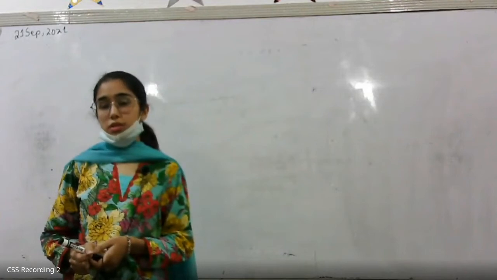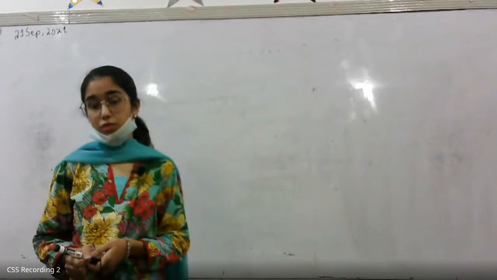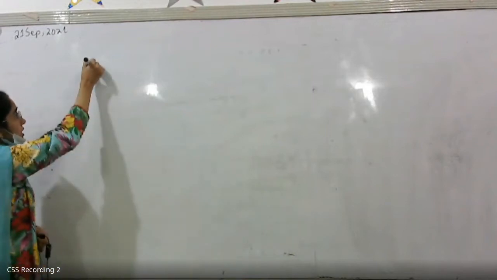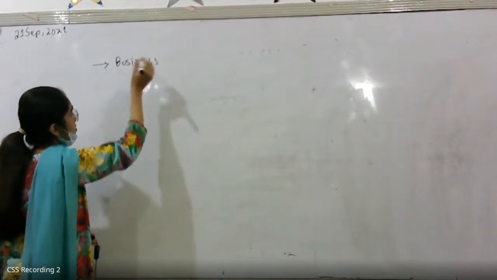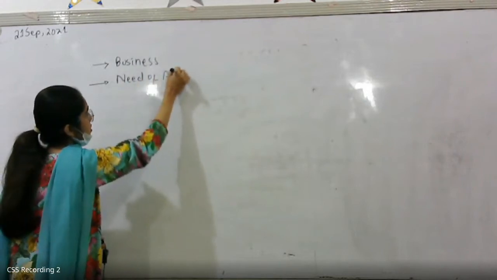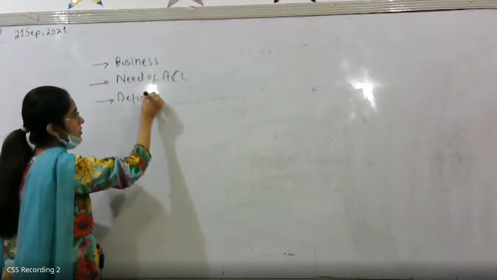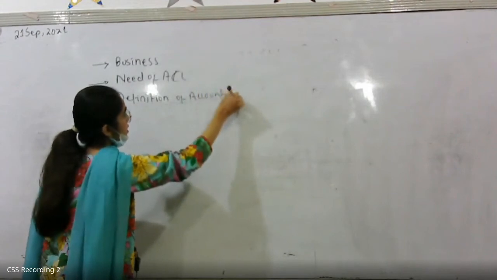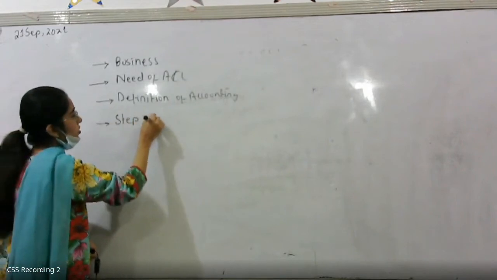Today we are going to start our third lecture of accounting. But before, I would like to briefly give you an overview of my previous two lectures. First of all, in previous lectures, we discussed business and its types, need of accounting. Thirdly, we discussed definition of accounting. In addition to that, we discussed steps involved in accounting.